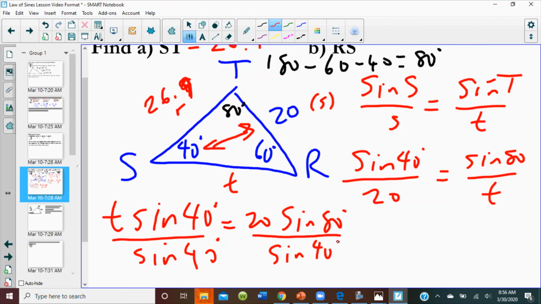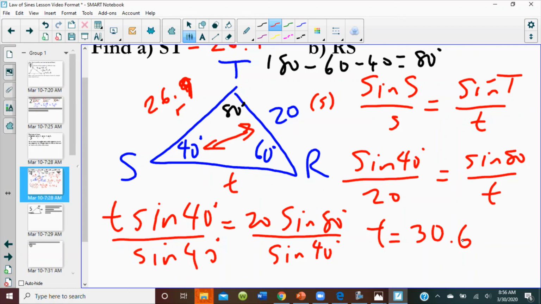On your calculators, type in 20 times sine of 80, and then divide that by the sine of 40. You can type the whole thing in exactly the way it is, and I'm going to show that to you in a minute. I got, in this case, t is equal to 30.6, actually 30.6417777 and so on. So round to 30.6. And it makes sense again because it's larger than the two other sides.